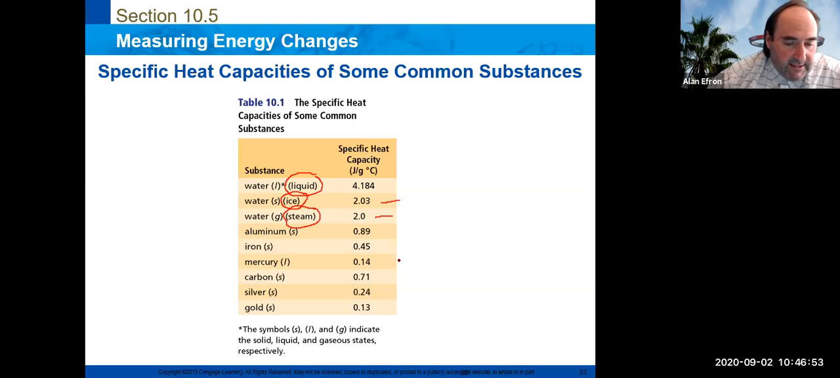We see some things like some solids over here. We got some silver, some gold has 0.24. And you can see on this table, just looking at these values, you can see water has a pretty high specific heat capacity. And that's why it actually takes a lot of heat to change water by 1 degree Celsius, which is why typically if we have a pretty large body of water, like our oceans and stuff like that, it takes a lot of energy to actually change it by 1 degree Celsius.